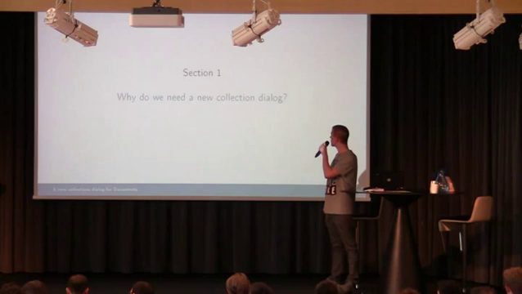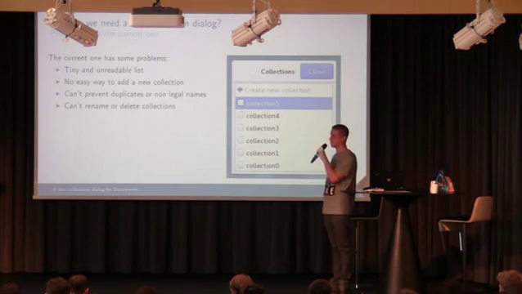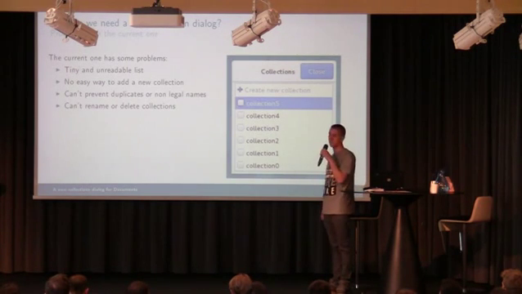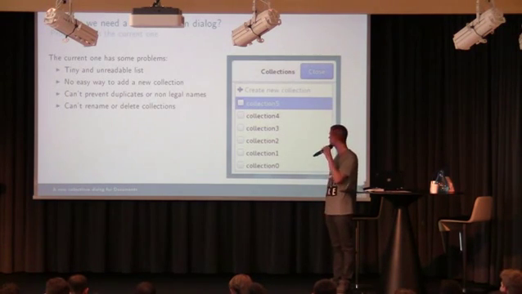Why do we need a new collection dialog? This is a picture of the current dialog, and it has a collection list that is really tiny and isn't well readable. The way you add a new collection isn't good, because if you write a name and then click on the list, it will add a collection anyway. And there isn't a way to prevent duplicate entries. And lastly, the dialog lacks the capability to rename or delete an existing collection.